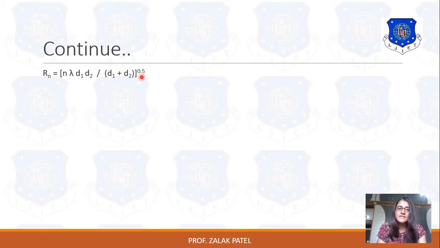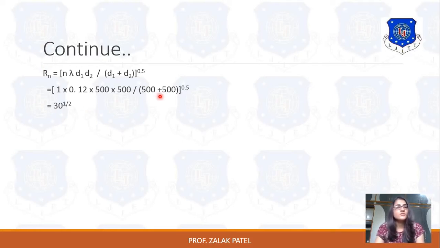So 0.12 meter. D1 and D2, the distance from transmitter to obstacle and the distance from obstacle to receiver, are 500 meter. So we put all the values in this equation. It looks like this, and the answer from this calculation is under root 30, which is equal to 5.477 meter. So this is the answer of our first question, the radius of the first Fresnel zone.